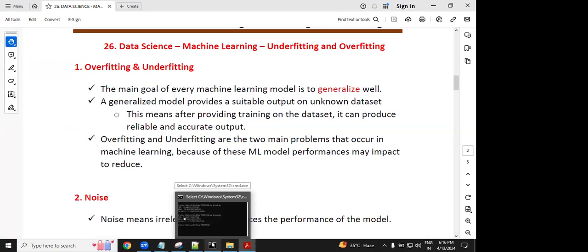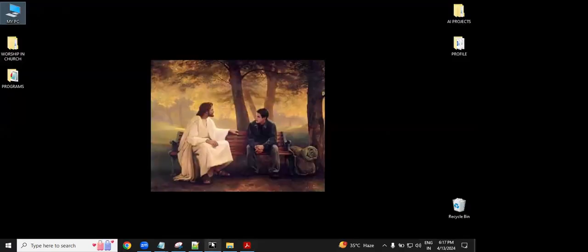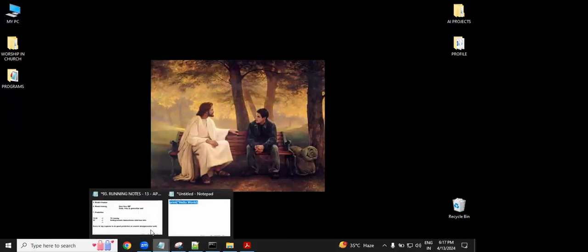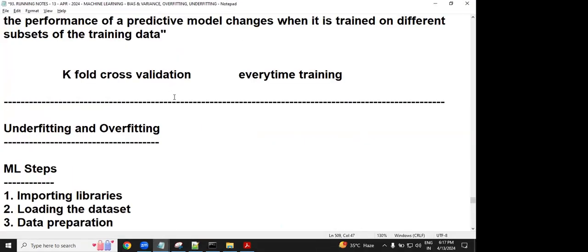Good, let's move on. During training, as I hope you have already seen, it may get two types of errors. The first error is bias. The second one is variance.